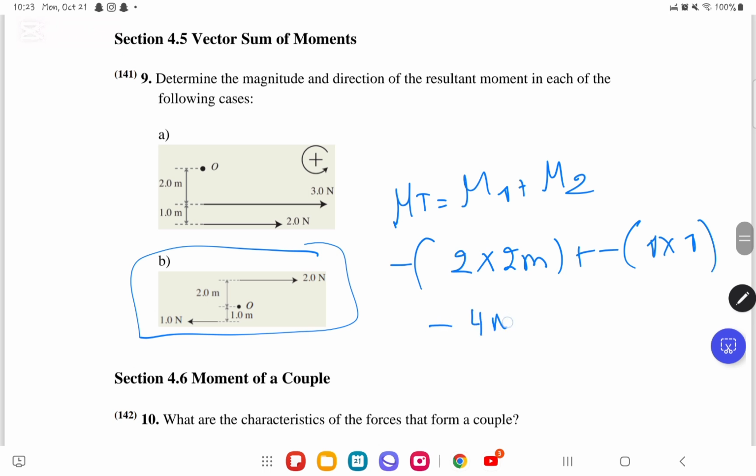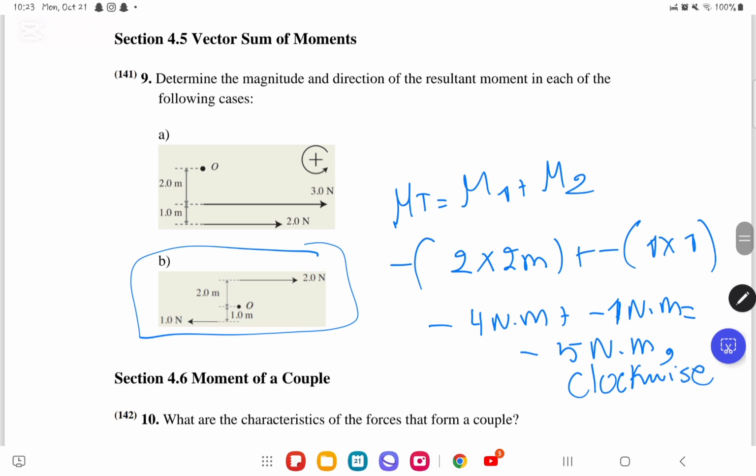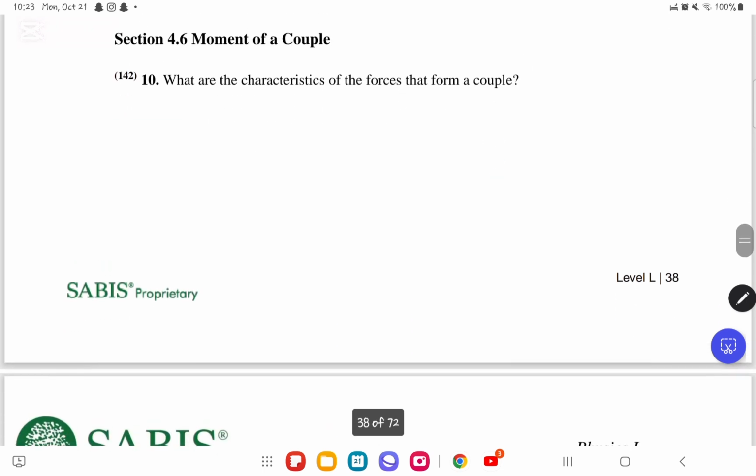So minus 4 newton per meter plus minus 1 newton per meter, we will get minus 5 newton per meter, and the direction is clockwise. So that's question number 9 done. Section 4.6, the moment of a couple.